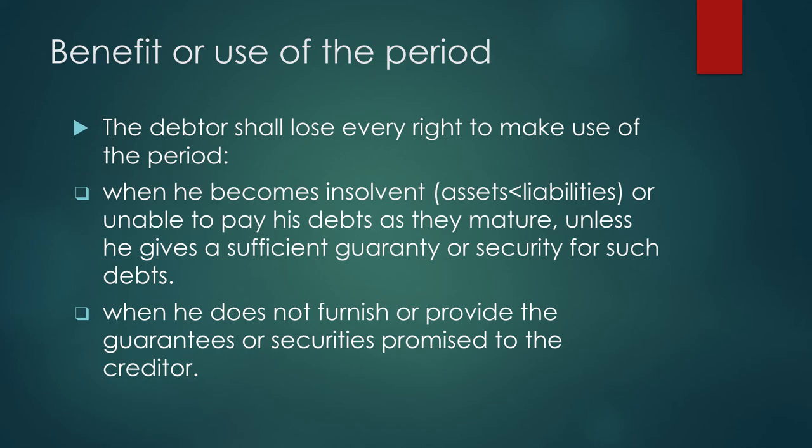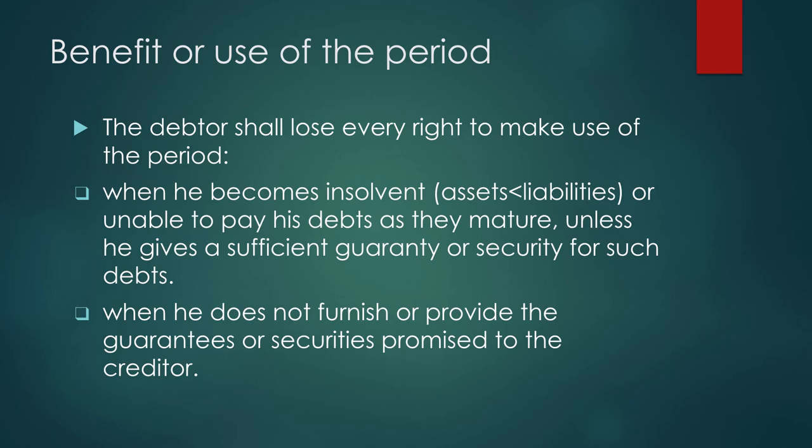So, benefit or use of the period: the debtor shall lose every right to make use of the period when he becomes insolvent, that is, his assets are now less than his liabilities or he is unable to pay his debts as they mature, unless he gives a sufficient guarantee or security for such debts. Okay?